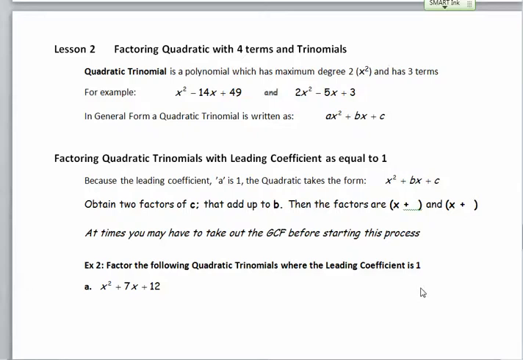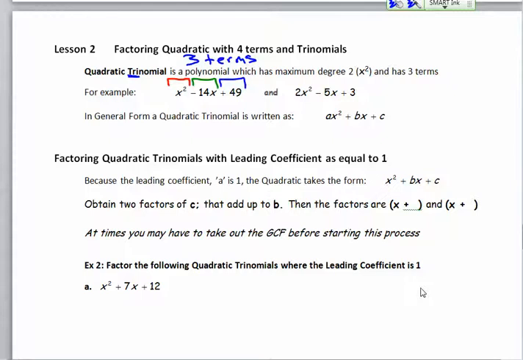All right, so today we're going to be looking at factoring quadratic expressions that we call trinomials because they have three terms. Again, a term is separated by a plus or a minus. So that is one term, x squared. We have minus 14x as one term, and we have plus 49 as another term. So we have three terms. That's what makes it a trinomial.